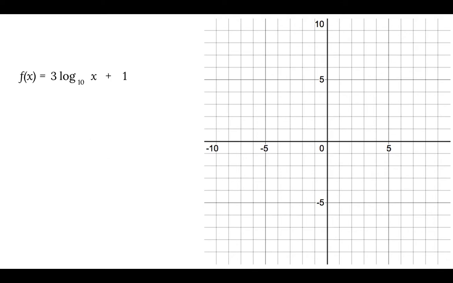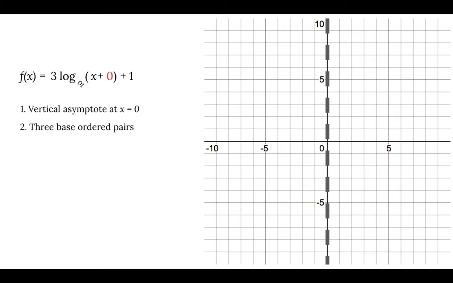Got a couple more examples for you. 3 times the log base 10 of x plus 1. Now there might be confusion as to whether that plus 1 is with the x or on the outside. So if I rearrange the problem, inside with the x it's a plus 0 and on the outside it's a plus 1. So that kind of signifies what your h is and what your k is. I'm going to go through those steps again. So now that I've got that 0, it tells me again that I have a vertical asymptote at x equals 0. Step 2, my base is a 10, so I'm going to use that to find my three base ordered pairs: 1 over 10, comma negative 1; 1, 0; 10, comma 1.